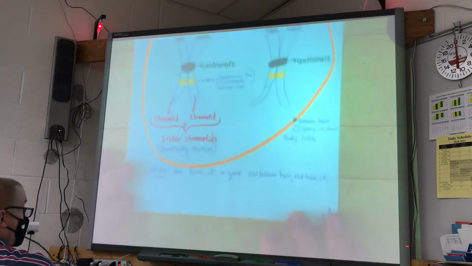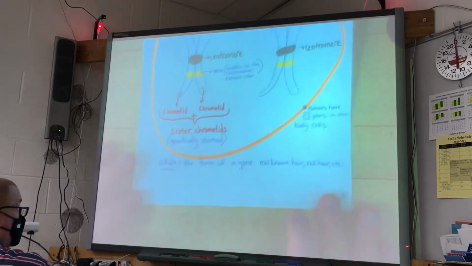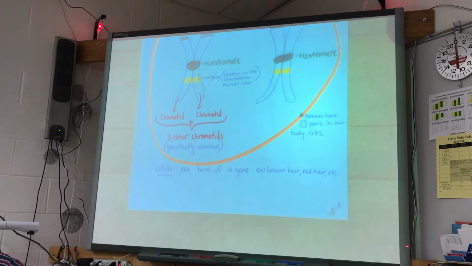But in sister chromatids, what's true about sister chromatids' genetic information? They're identical. They're genetically identical. So that means that sister chromatids will have the same allele because they're genetically identical, and they will have the same gene as well. Sister chromatids, a gene, allele, chromosomes, sister chromatids. Are we missing anything? We're good.